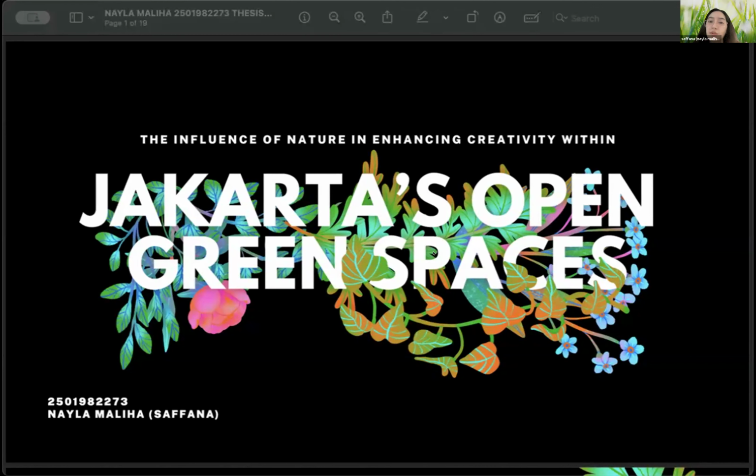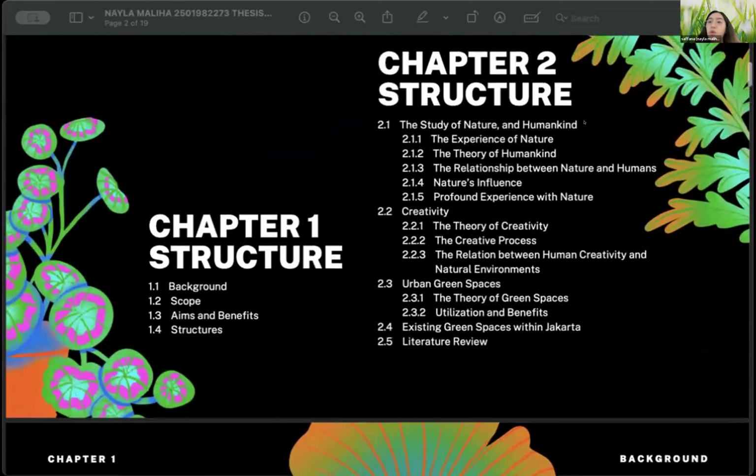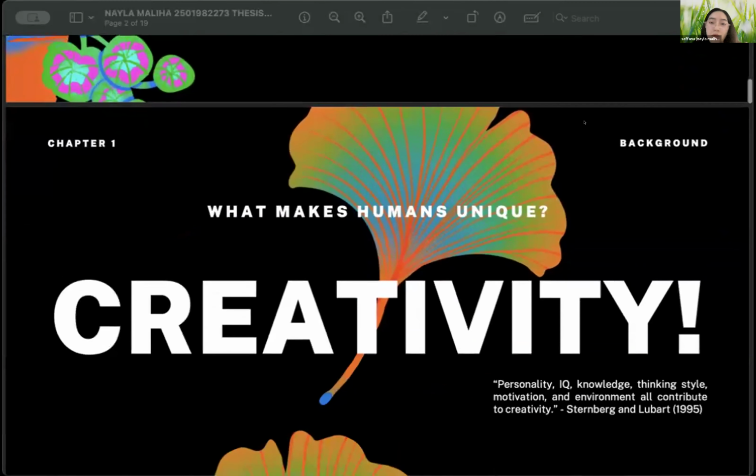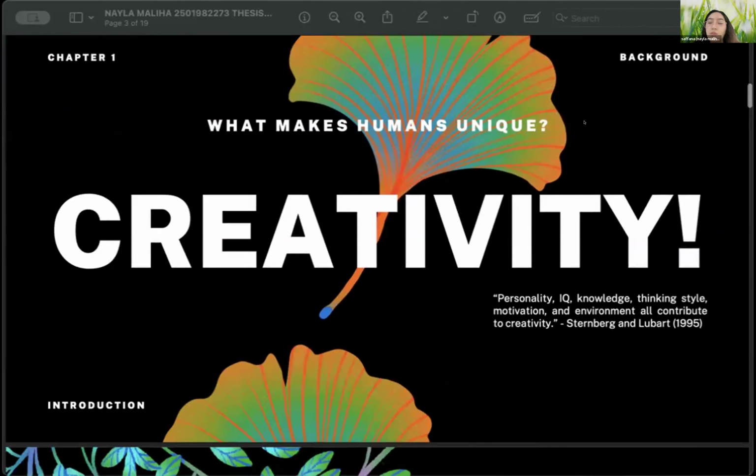So here's a preview of the structures for chapter 1 and chapter 2. Let's start with chapter 1. What makes humans unique? That's right, creativity. Humans are and have always been creative. It is considered a basic human trait. Creativity is what sets humans apart from other living beings. It is simply what makes them unique.